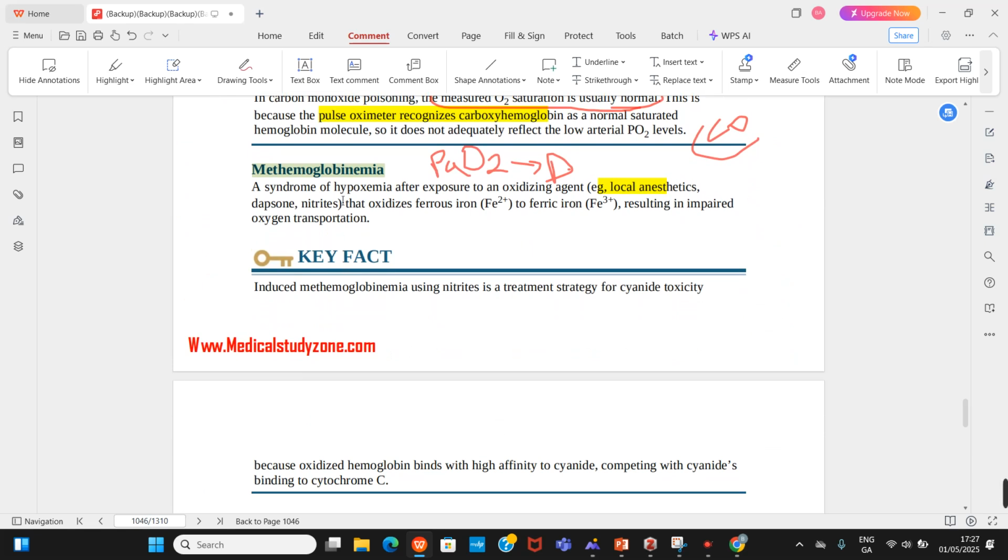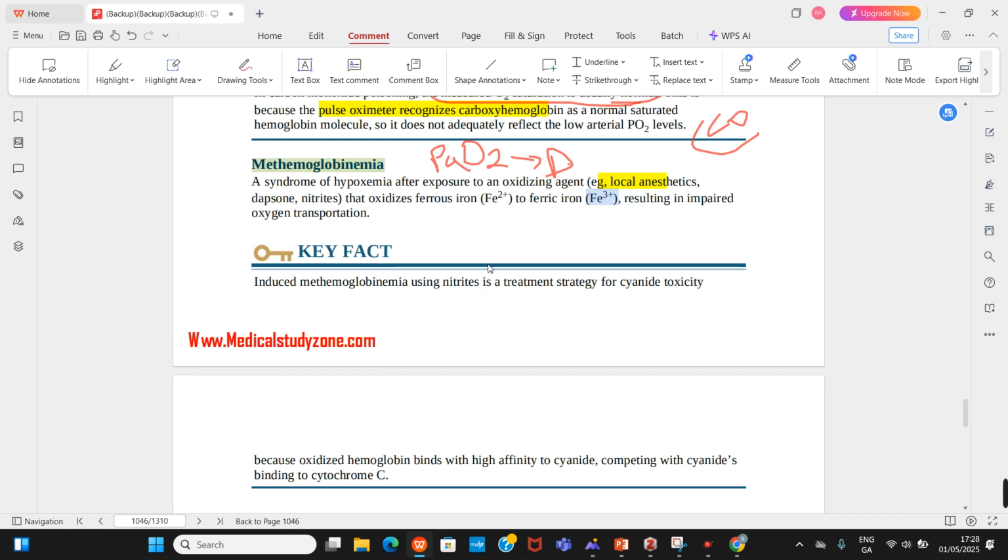So this is hypoxemia coming from exposure to oxidizing agents. Very common ones are local anesthetics, dapsone, nitrite. They're very good examples. And the problem here is that we are converting Fe2+ to Fe3+. You have oxidized hemoglobin from the Fe2+ state to the Fe3+ state, and that affects oxygen transportation.